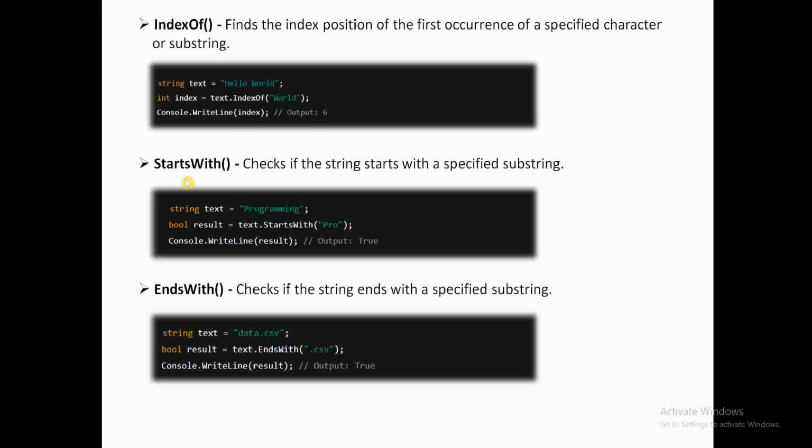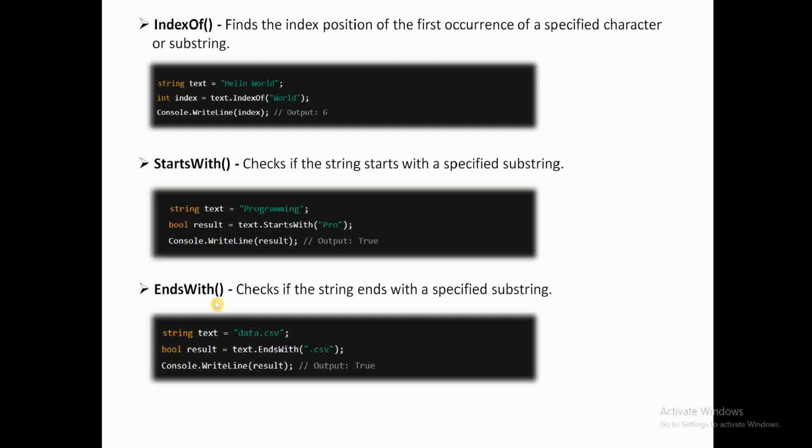Next we have StartsWith. It checks if the string starts with a specified substring. If we want to check what the starting characters of that particular string are, we can achieve that with the StartsWith method. Here we want to check "pro", to see whether it is the start of the string or not. Then it will check that this value starts with pro.